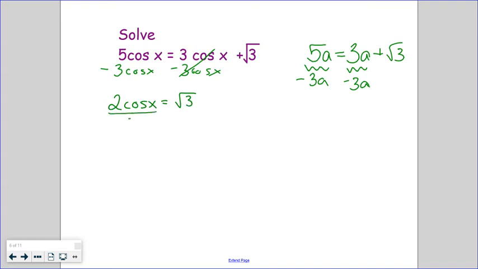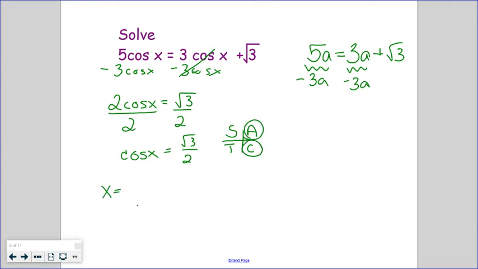Continue to get that cosine by itself. Once it's by itself, I consult my "All Students Take Calc" and highlight for myself where cosine is positive. Cosine is positive in quadrant 1. Cosine is positive in quadrant 4. So we'll have answers from quadrant 1, and we'll have answers from quadrant 4.